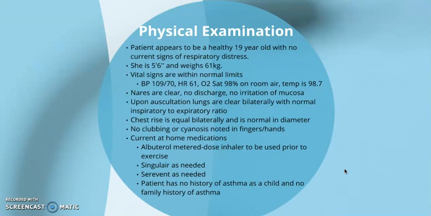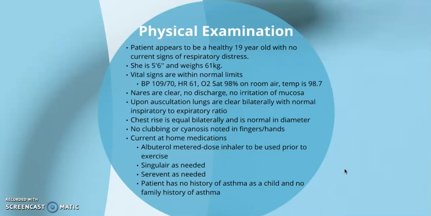She is 5'6". She weighs 61 kilograms. Her vital signs are all within normal limits. Blood pressure, as you can see, is 109/70. Heart rate is 61. O2 sats 98. She's on room air. And temperature is 98.7.